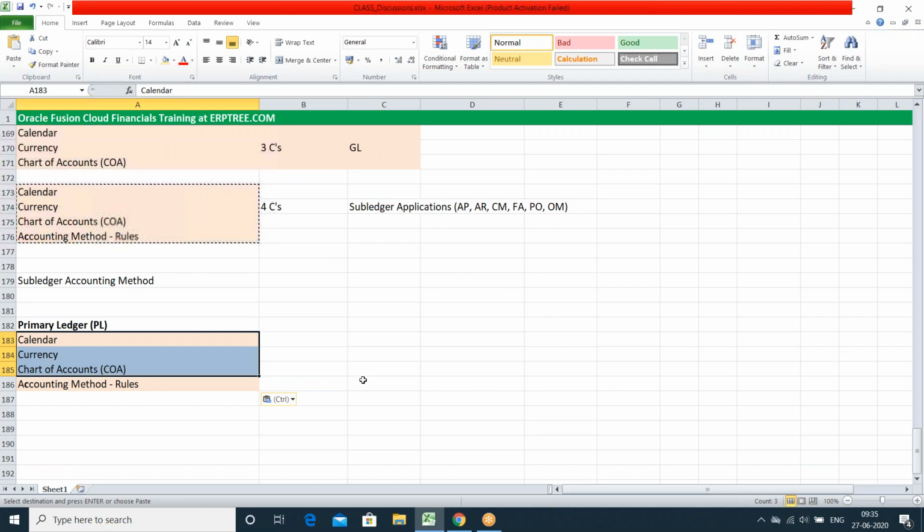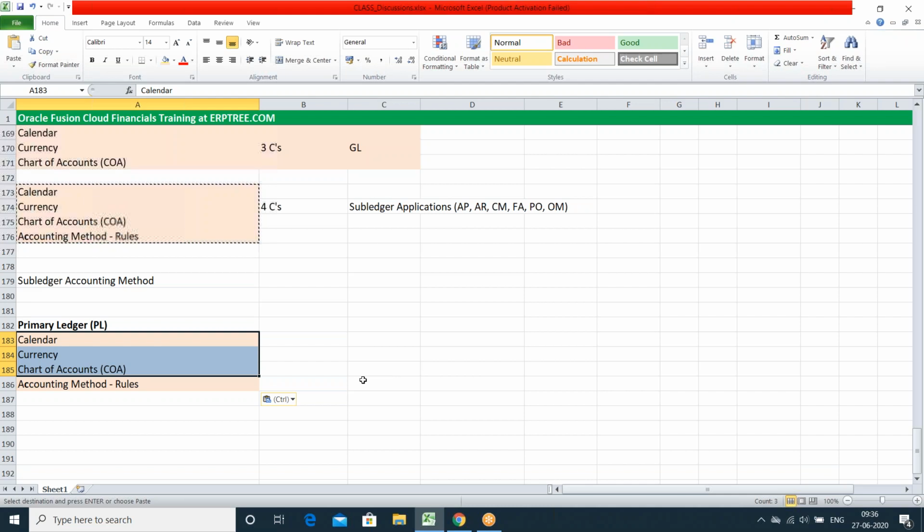Once you make the decision, which calendar, which currency, which chart of accounts you want to use, you have to use them permanently. There is no option to change. At the beginning of the session, somebody was saying we can change the calendar. No, it is not possible. You cannot change. That is a point we have to notice.